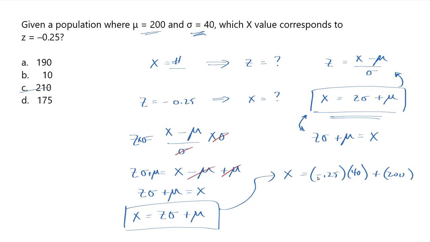So this is negative a quarter of 40. That is negative 10. If you do that in your calculator, plus 200, this is going to give me that x equals 190. And so my answer is A.